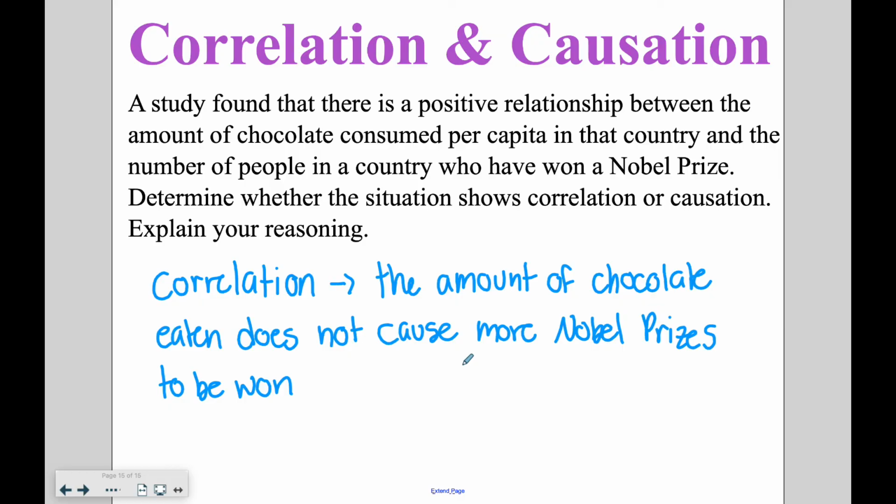In this case, it is just correlation. The amount of chocolate eaten by a particular country does not actually cause them to win more Nobel Prizes.